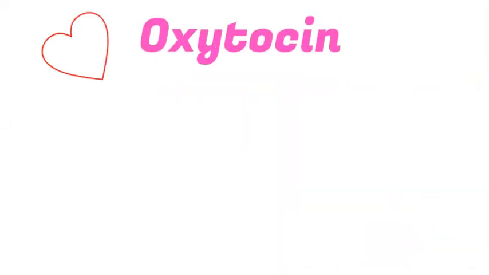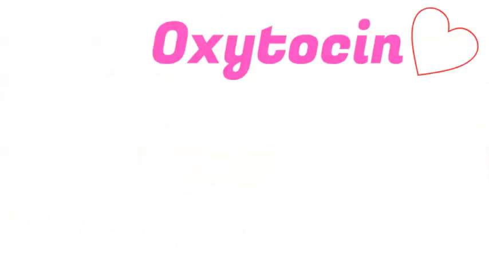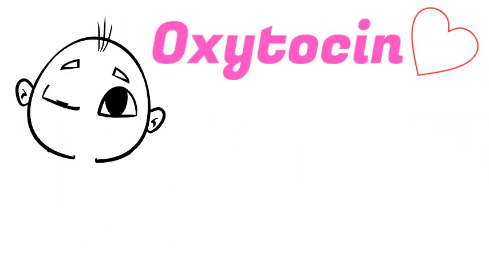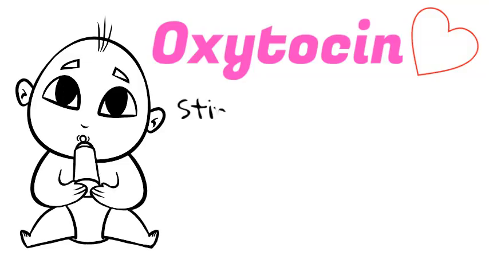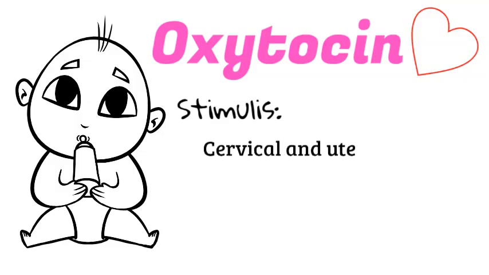Let's look at oxytocin now. Oxytocin is the love hormone. It has OX, so hugs and kisses. Oxytocin is going to give you the feeling of love. It also has a couple of other functions. So we're going to look at the stimulus. That's what causes you to release it.